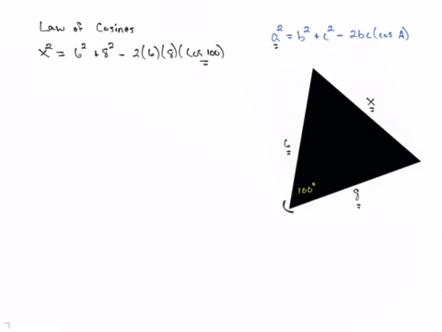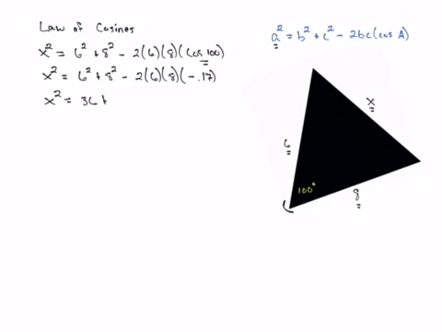I know I can take cosine of 100 and turn that into a decimal. The cosine of 100 in this case is equal to a negative 0.17. Now I've taken care of my parentheses. Second step in PEMDAS is exponents. My 6 squared is going to become 36. My 8 squared will become 64.